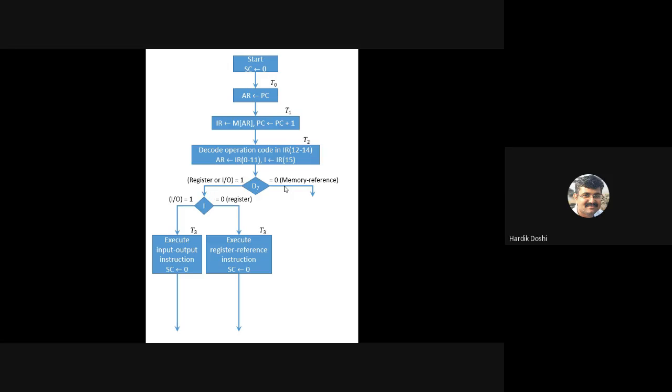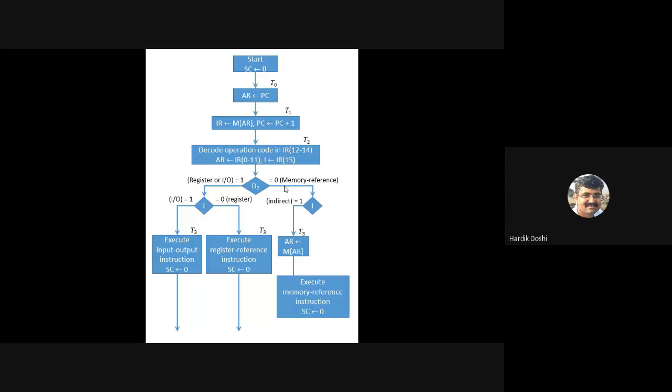So that is D0 to D6. Then again, we have two types of memory reference instruction, direct addressing and indirect addressing. That is decided based on I. If I is 1, then it is indirect. And for indirect addressing, we always fetch the address of address. So it is written as AR equals M of AR, which executes at time T3, and then our instruction goes for execution and we make SC to be 0.